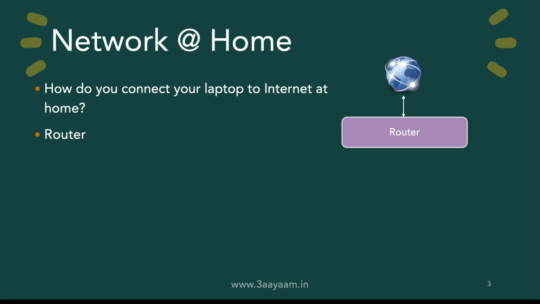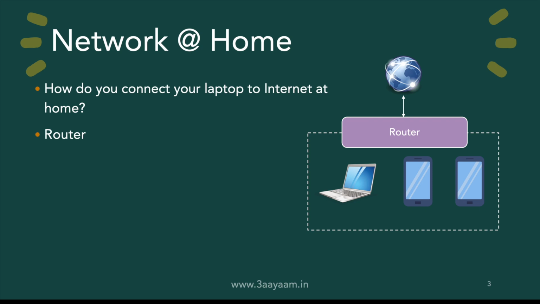Next, what the router does is it creates an environment within the home, meaning it creates a boundary within the home, and all the devices that you use come inside of that boundary. If you have a laptop and you are connected to the Wi-Fi, then it would come under the router's boundary. Let's say you have a phone or multiple phones connected to the router Wi-Fi, then they also fall within the boundary of the router.